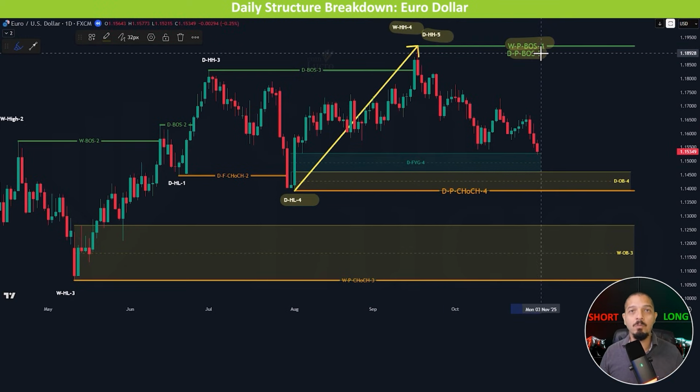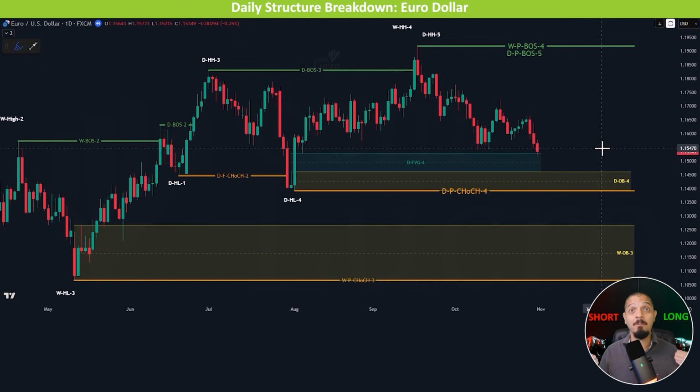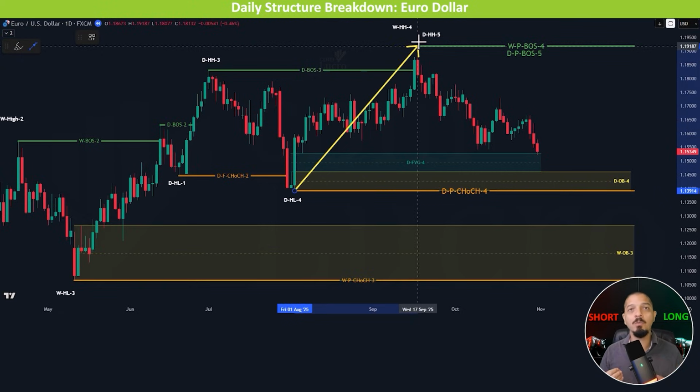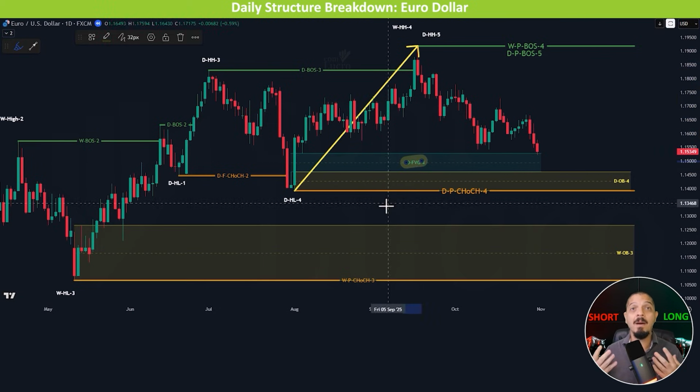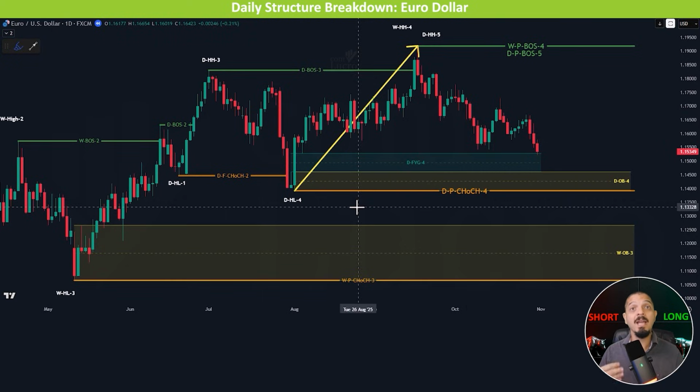At this same level, we also find the weekly possible break of structure number 4 and the daily possible break of structure number 5, both signaling that a potential structural shift may occur if price confirms with continuation. During this phase, we also highlight the daily fair value gap number 4, an inefficiency left behind during the bullish displacement. If you want help identifying fair value gaps correctly on your own charts, I suggest watching the video FVG Explained, How the Best Traders Spot Precise Entries, which is linked in the description.